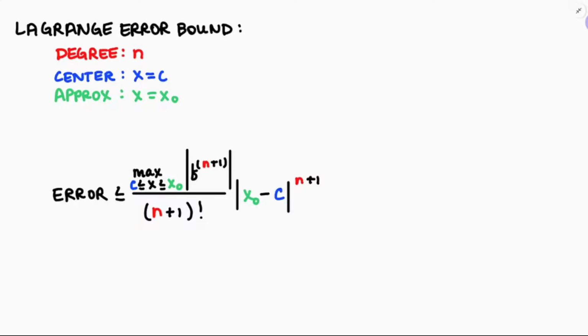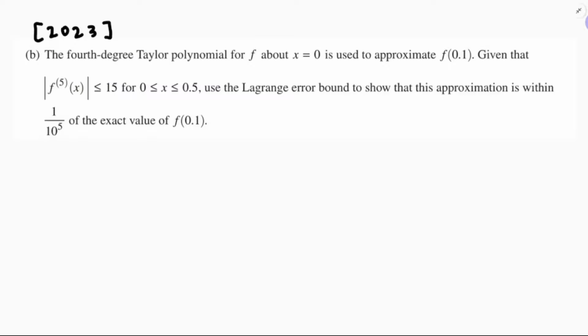Okay, and I think, rather than talking to you about it in the abstract, let's get in and look at the most recent example I have for you. Most recent was 2023 BC number 6, part B. This was a Lagrange error bound problem. And I really liked this one. This one was very direct.